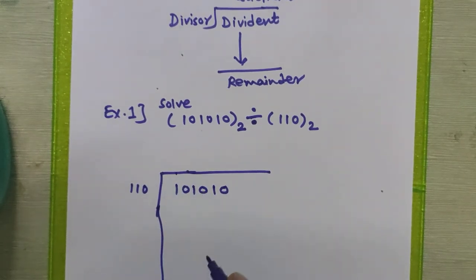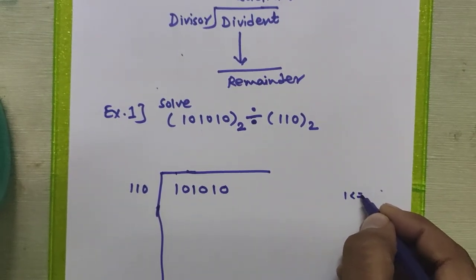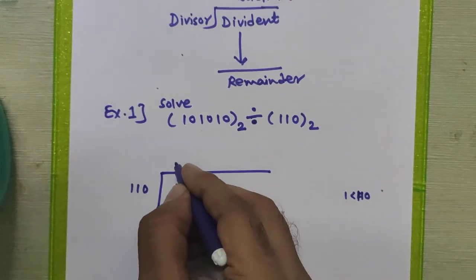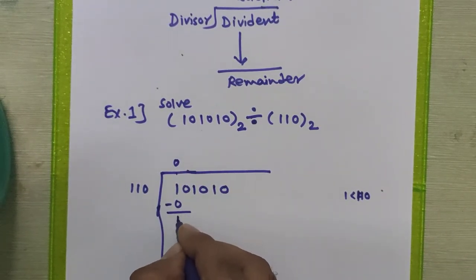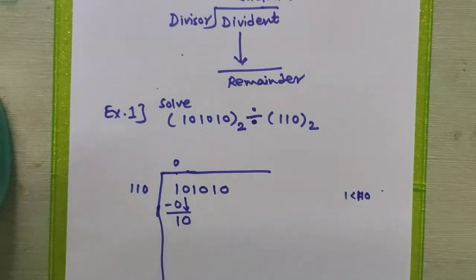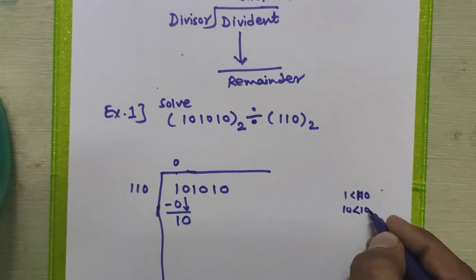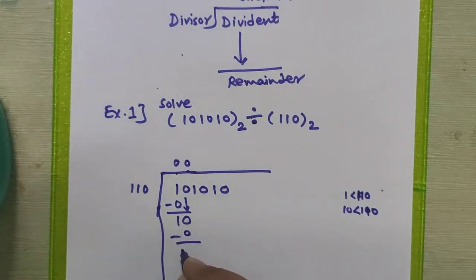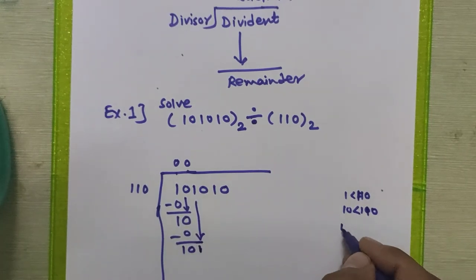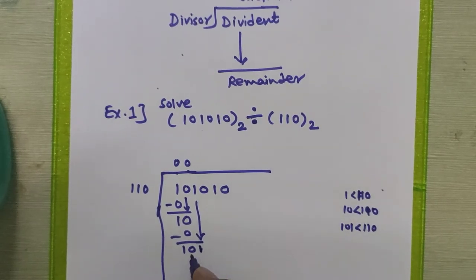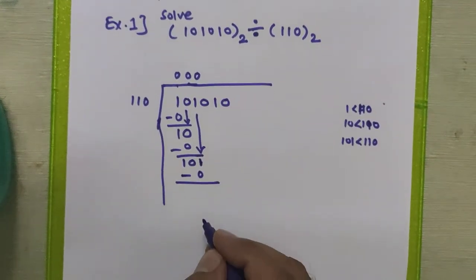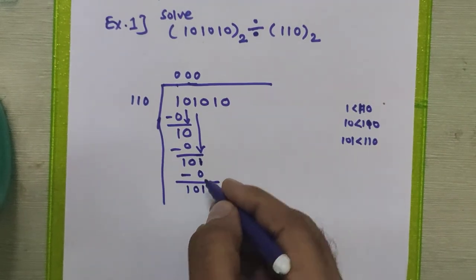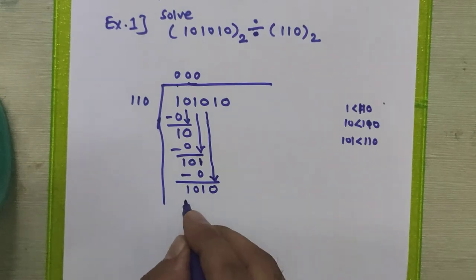Now if we take the first digit, that is 1, 1 is less than 110, so this is not divisible. We put 0. If you subtract, you get 1 as it is. Then we bring down this 0 here, so it becomes 10. Again, 10 is less than 110, so again it is not divisible. We put 0 here. After this, you get 10. You bring down this 1 now, so this becomes 101. Again, 101 is less than 110, not divisible, so we put 0 here. If you subtract 0, you will get 101 as it is. Now you bring down this 0, this becomes 1010.